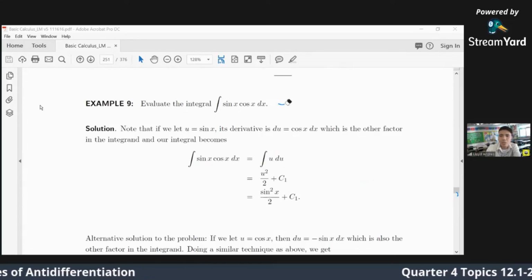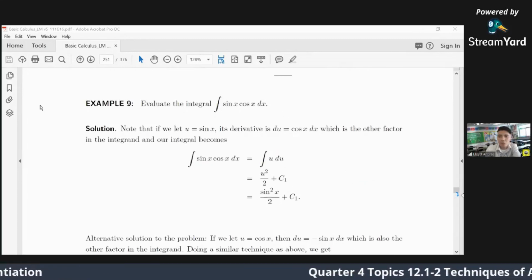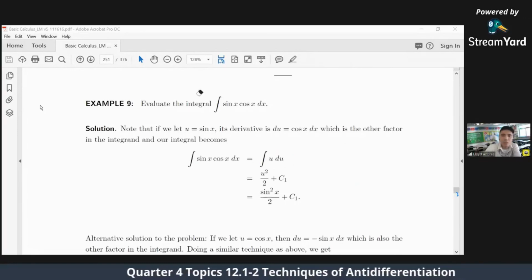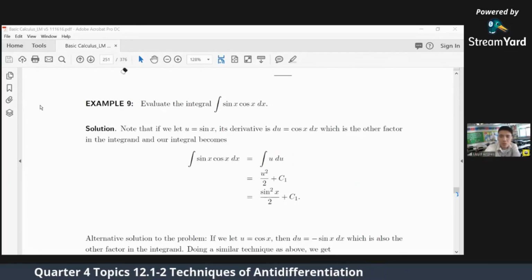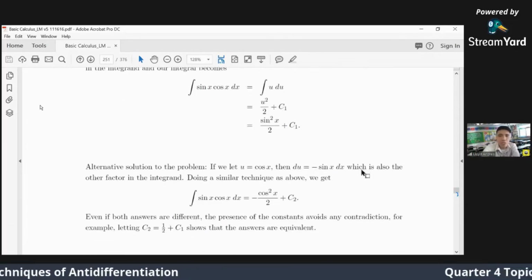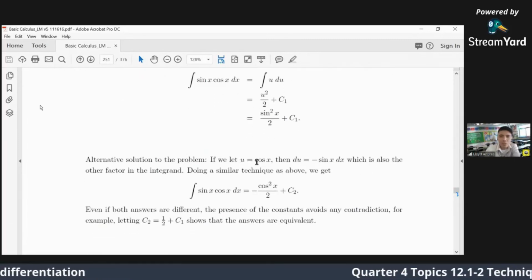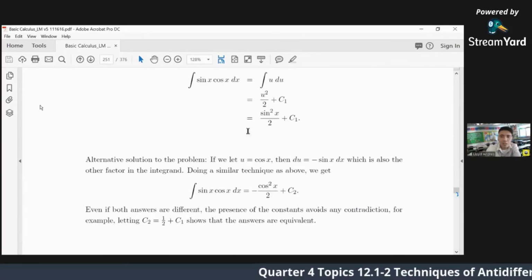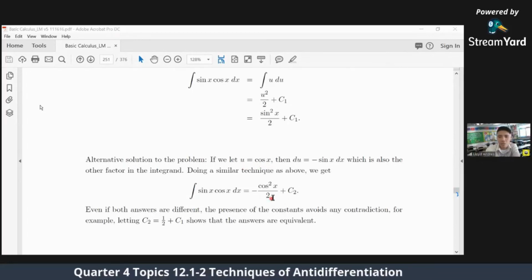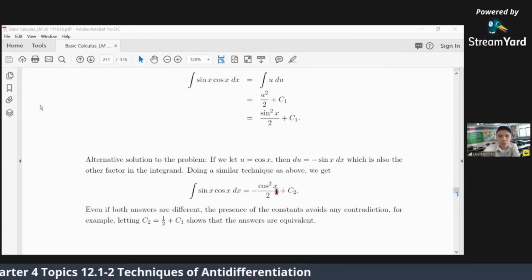Okay. And then, alternative solution. Actually, ang alternative solution is cosine na pod ang gi-let as u. So kani pod ang final answer. But same process lang na. I-discuss na lang nako ni.